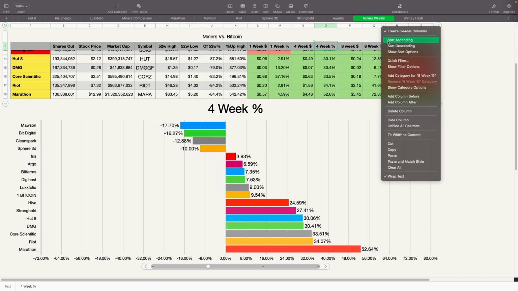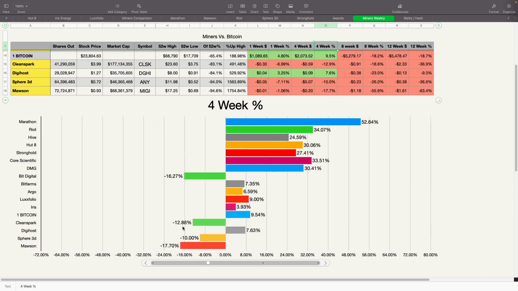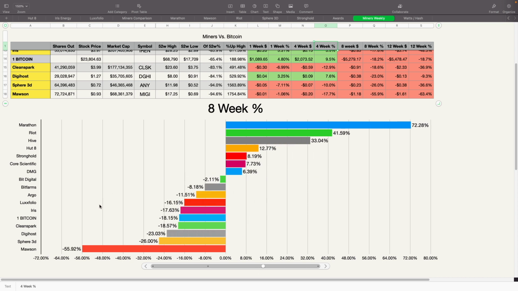Now looking at the 8 weeks, we can see here Bitcoin is right down here. Bitcoin's actually down 18.15% on the 8 weeks. And then Marathon is up 72%, Riot is up 41%, Hive is up 33%, HUT is 12%, Stronghold 8%, Core almost 8%, DMG up 6.39%. So those guys have obviously done way better than Bitcoin has, with Bitcoin being down 18% from 8 weeks ago.